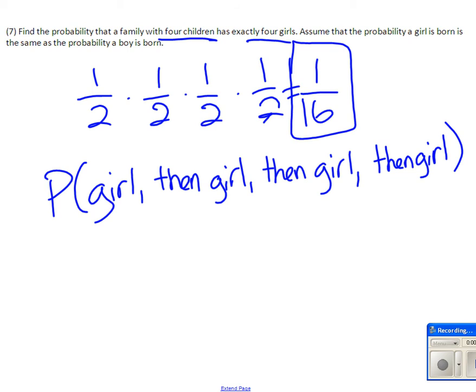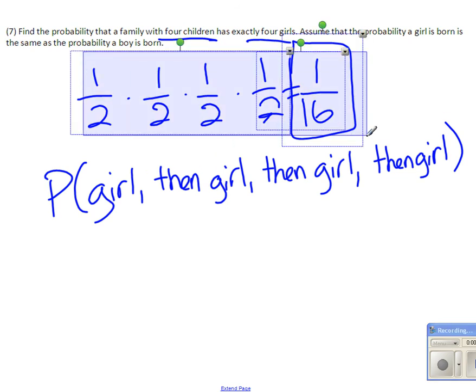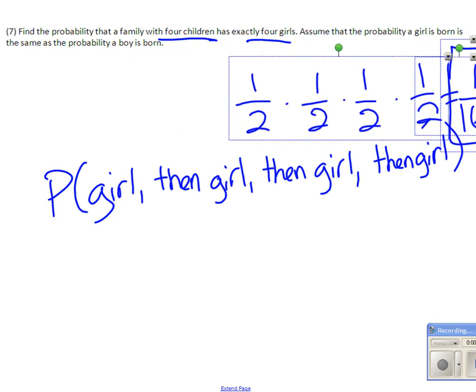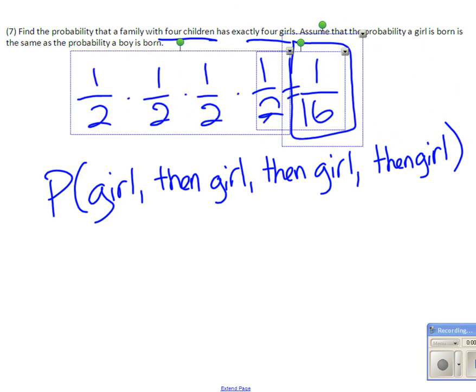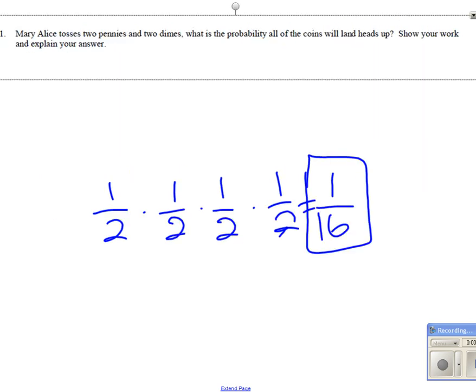So number 1 was talking about what, 2 dimes and 2 pennies? Correct? What's the probability of any of those coins landing heads? Is 1/2, right? And since there are 4 coins to toss, we need to represent each of those 4 coins with its own probability. Each of those is 1/2. 1/2 times 1/2 times 1/2 times 1/2 is equal to 1/16. That's the answer number 1.